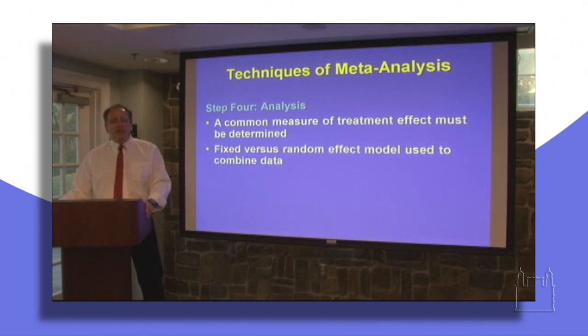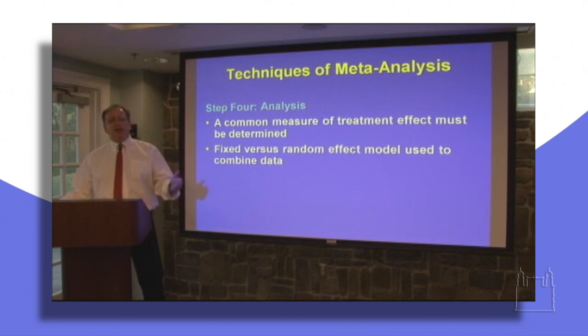Step four is, you have to determine ahead of time what your common measure effect should be. You want this to be inclusive so that you will capture all your studies with this treatment effect. Then the question becomes, what kind of model should you use in order to put all the data together? A fixed effects or random effects?